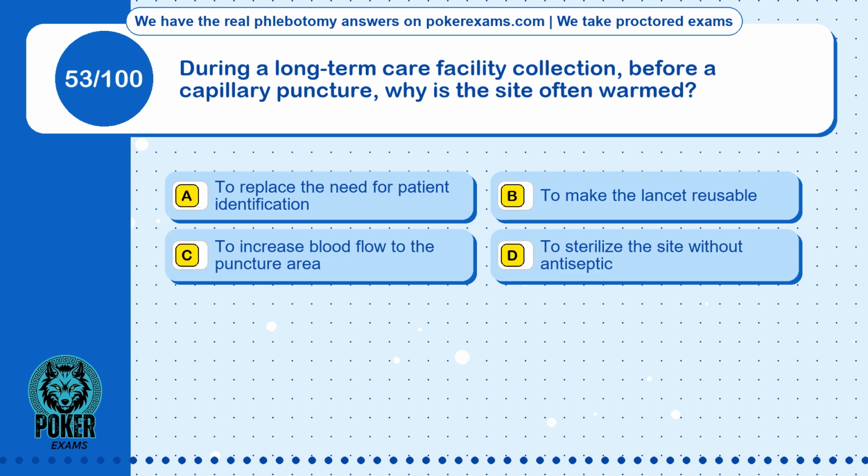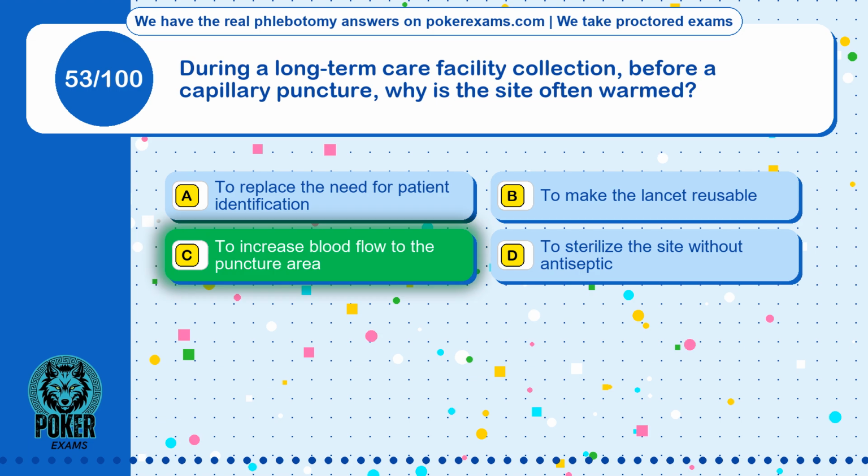Question 53. During a long-term care facility collection, before a capillary puncture, why is the site often warmed? Option A, to replace the need for patient identification. Option B, to make the lancet reusable. Option C, to increase blood flow to the puncture area. Option D, to sterilize the site without antiseptic.